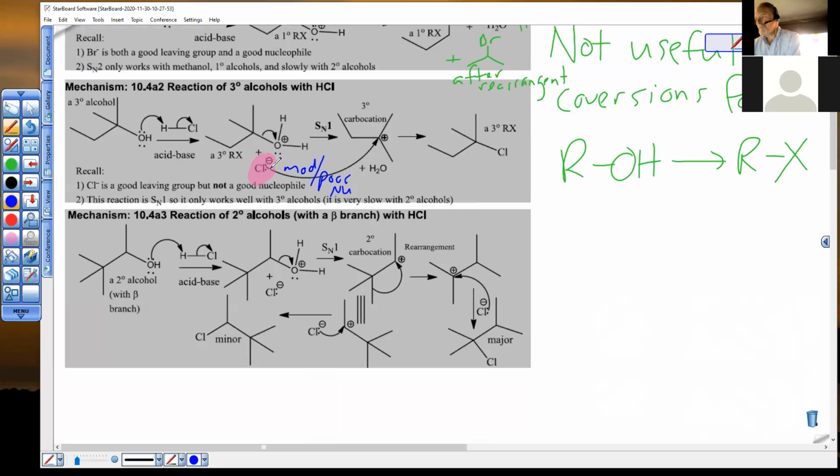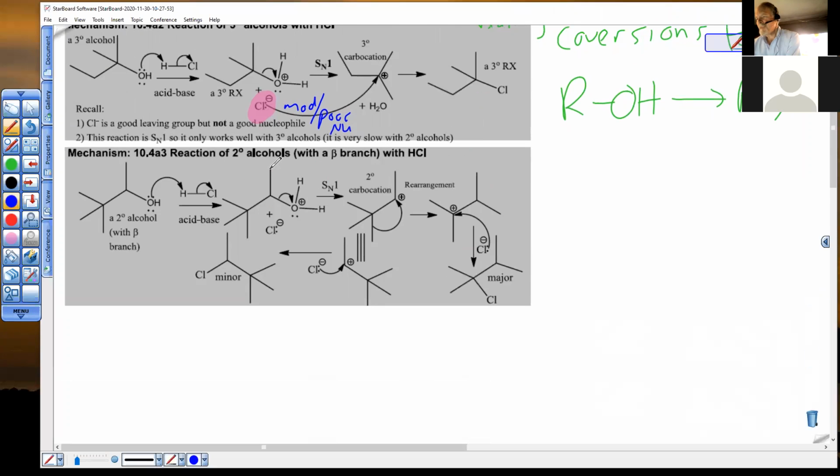Okay. So here's one with a branching beta branch. Alpha is the carbon with a leaving group. Beta is one away from that. You can get HCl to work with this. It'll rearrange the methyl here and right there to a cation, and then it makes a better cation. So I don't think anything's new there.